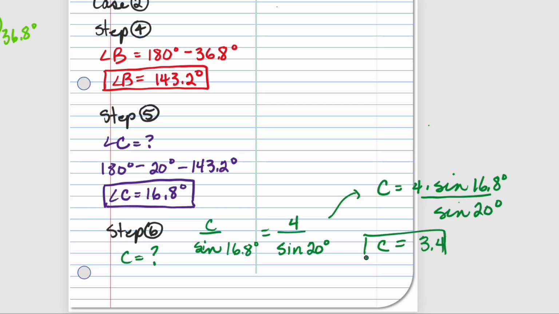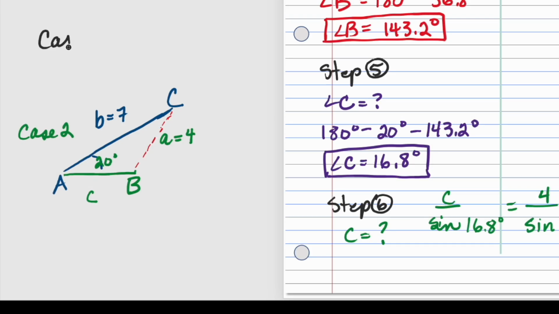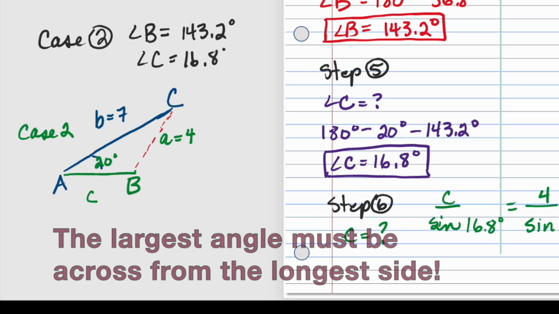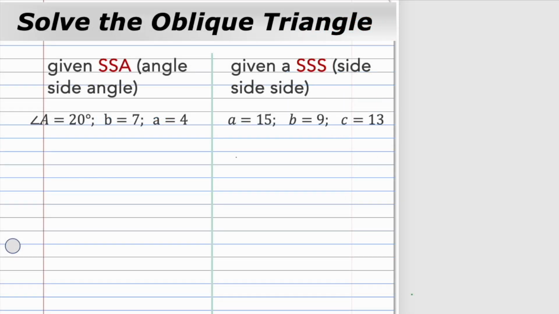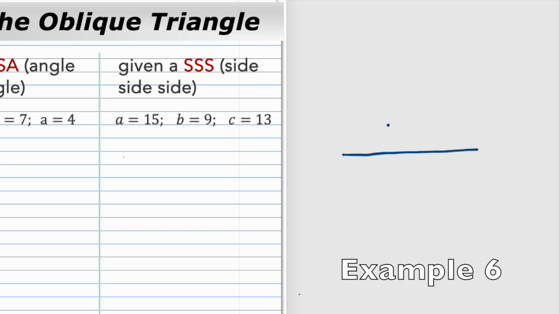Side length C. For case 2, angle B is 143.2 degrees. Angle C was 16.8 degrees, and side length C 3.4. Nicely done. Last one, let's tackle SSS. We want to get the side lengths right.